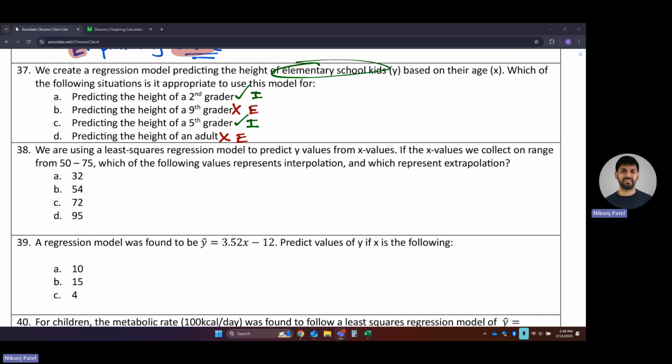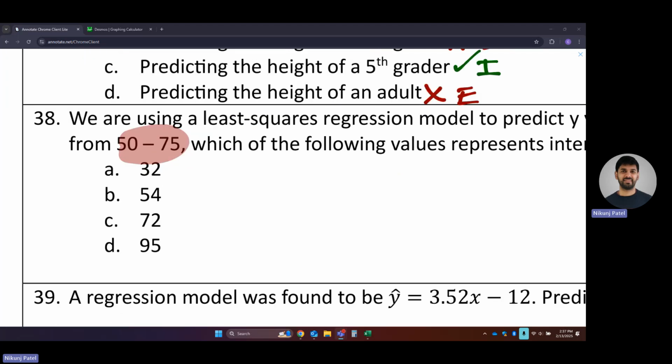38 also illustrates this same idea. It says if the X values we collect are on the range from 50 to 75, for example, which of the following represents interpolation and which ones represent extrapolation? So interpolation would be anything inside of this range, 50 to 75. So it looks like 54 and 72 are within the range. So those are examples of interpolation, whereas 32 and 95 are extrapolation because they are outside of the 50 to 75 range.